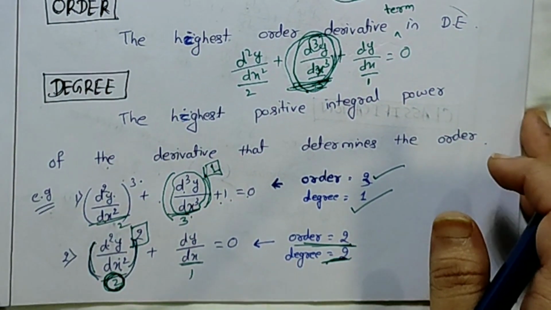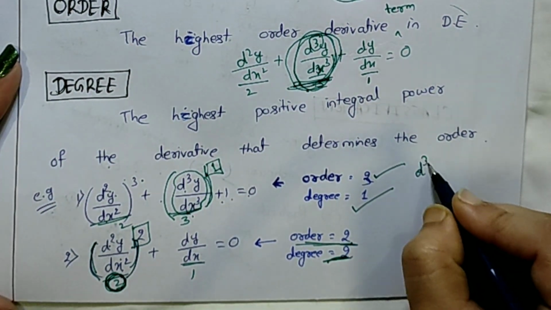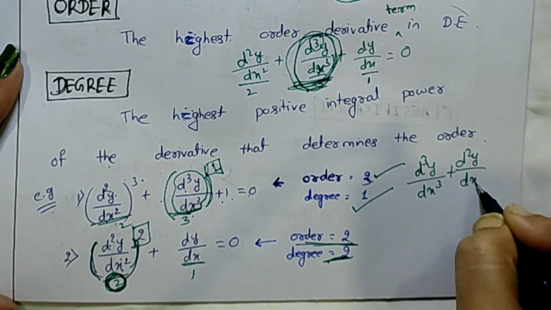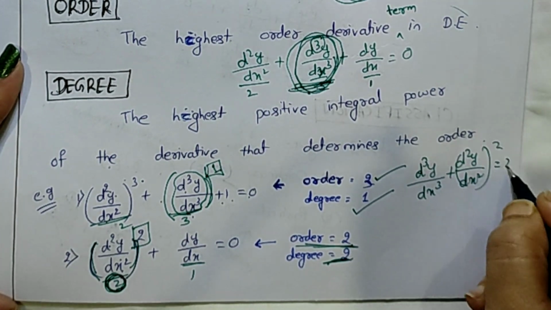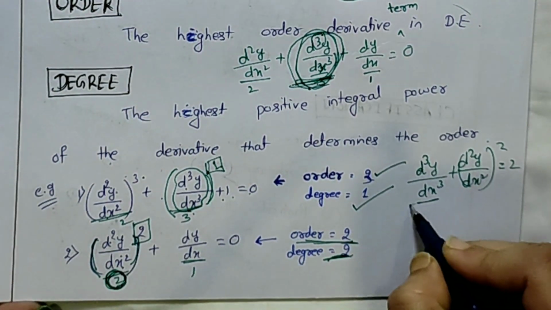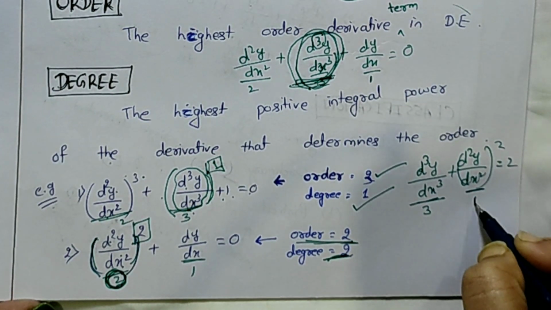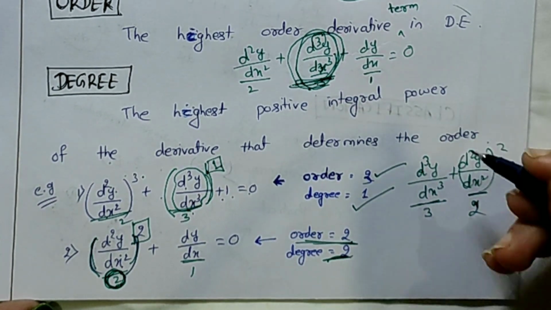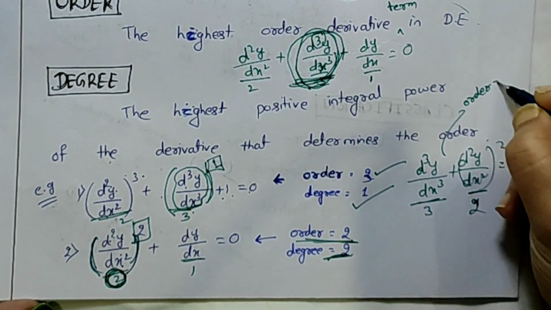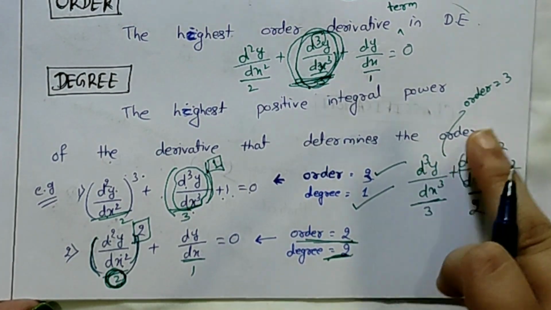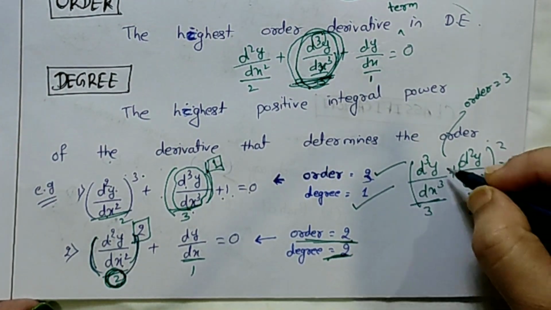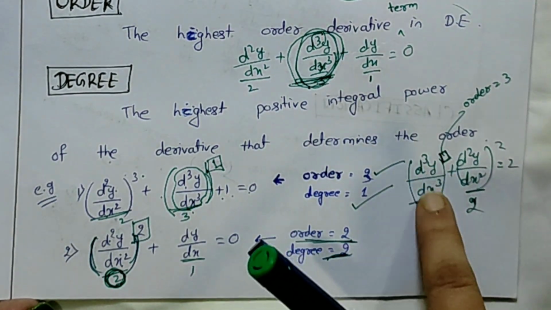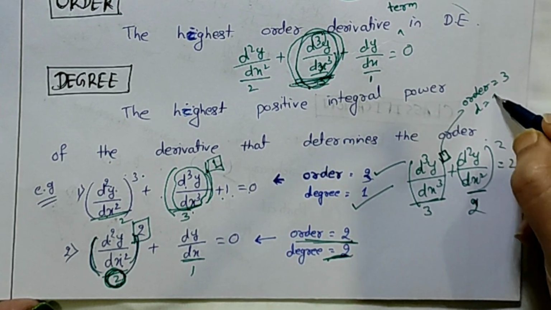Okay. Now let's have some more examples. If I write d cube y by dx cube plus d square y by dx square is equal to 2, which is the order? This is order 3, this is order 2. So what is the order of this differential equation? Order is 3. Since its order is 3 and this term determines the order, the power of this term is the degree, and the power of this term is 1, so degree is equal to 1.